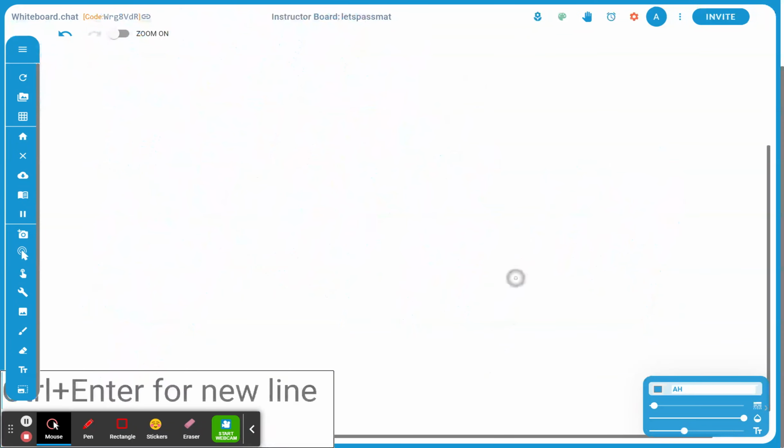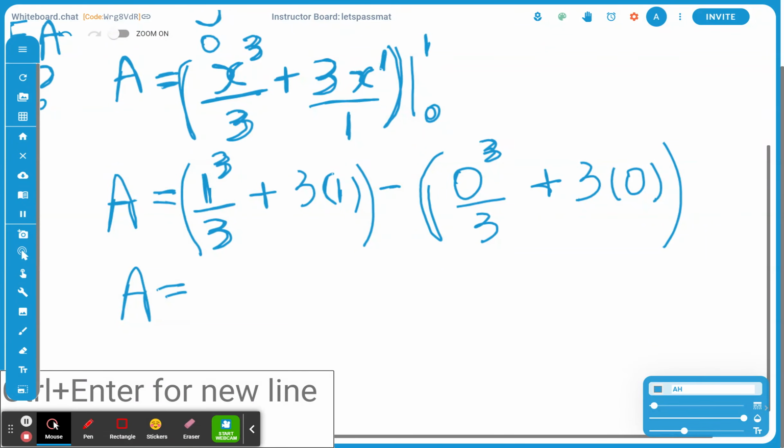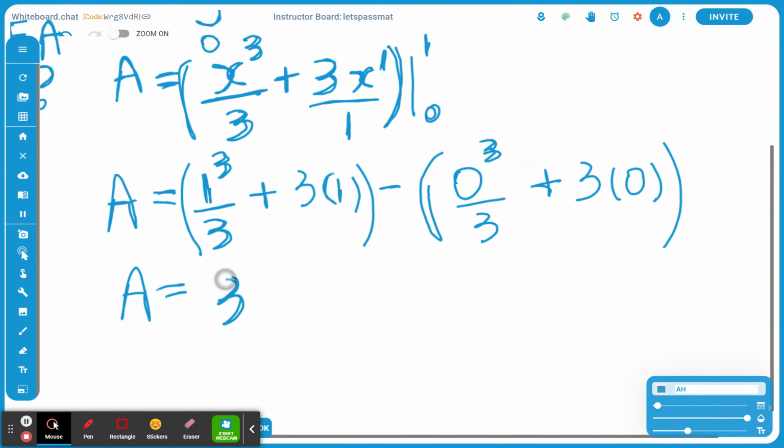And again, you can do some mental math. You can take the calculator. 1 over 3 plus 3 is basically 3 1/3. So you can leave your final answer as a mixed fraction if you want to write it as 3 1/3. Or if you want to express it as a proper fraction, that's going to be 10 divided by 3.